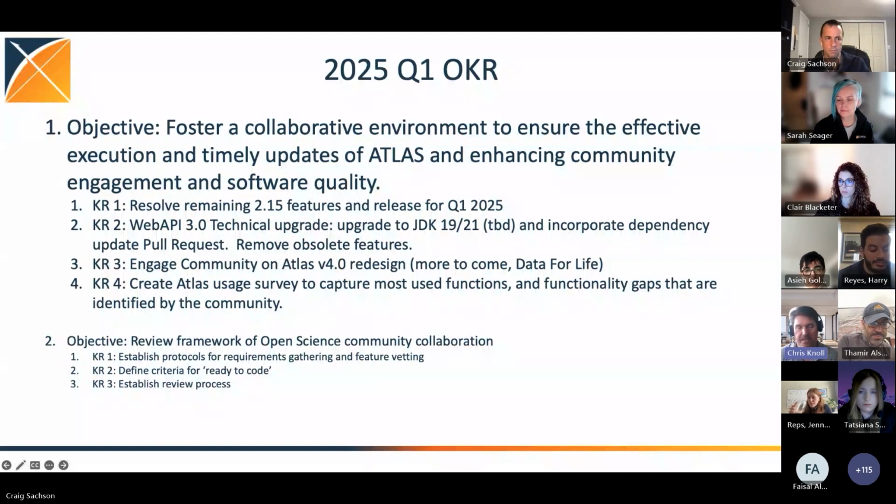Second objective is to review a framework of open source community collaboration. Key results here will be to establish the protocol for requirements gathering and feature vetting. The second will be to define criteria for what is ready to code, which means once it's vetted and we have enough level of detail and a shared understanding of what the technical accomplishment will be for a certain feature, we can deem that ready to code and people can start digging in and actually doing the work to deliver.